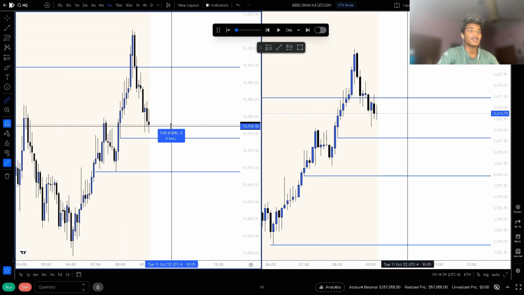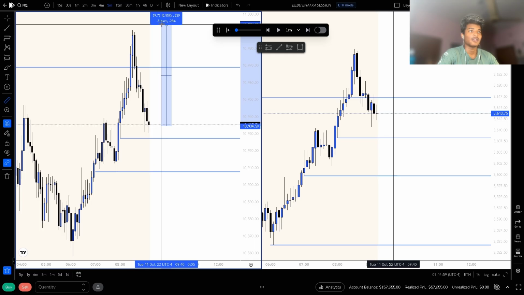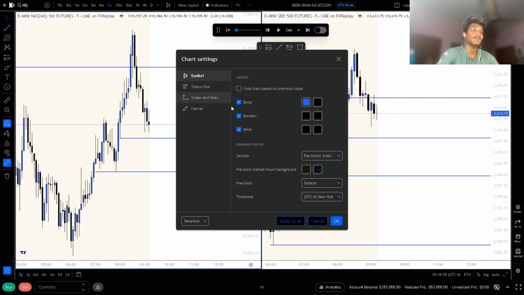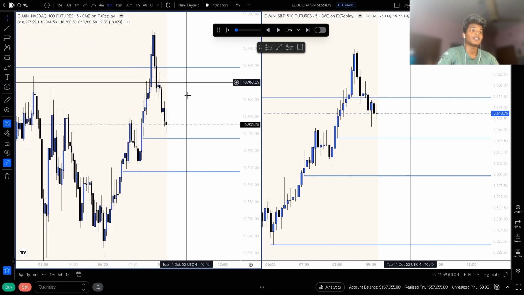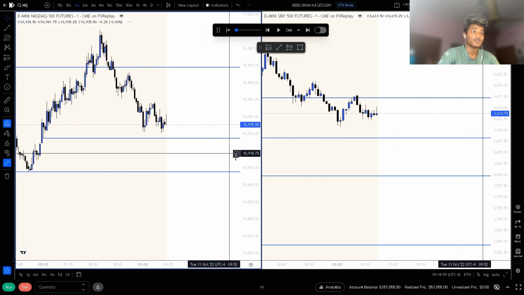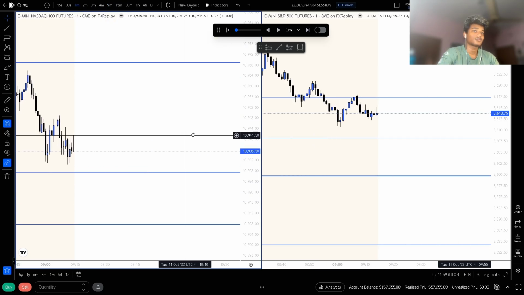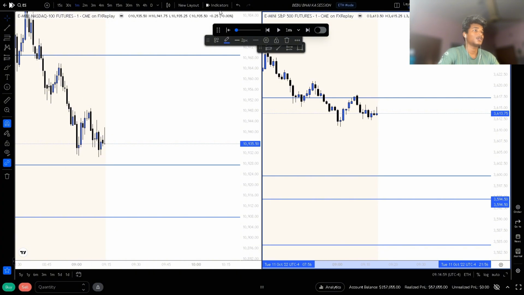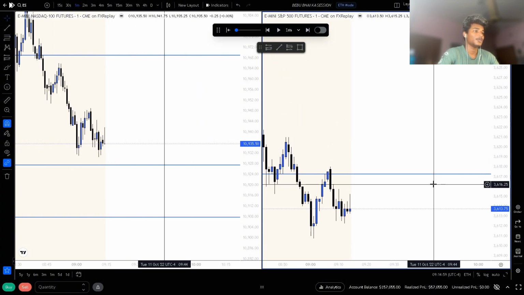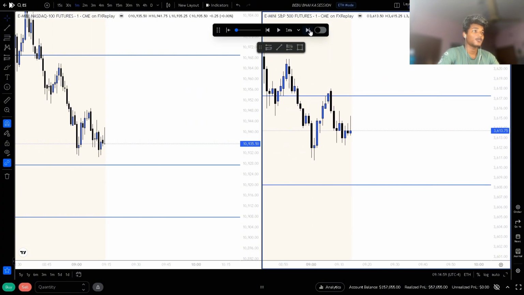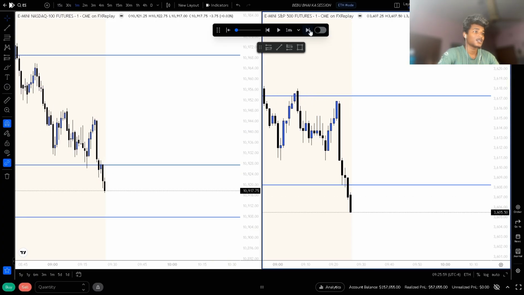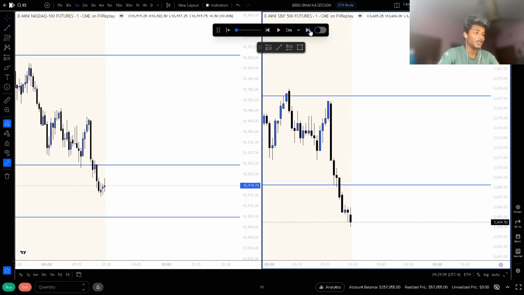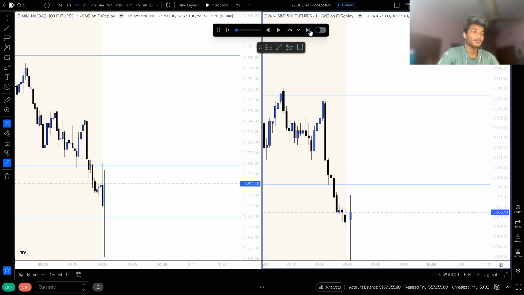So if market manipulates into this gap and takes out this high, I will take reversal shorts, or if the market just dumps off open, then I will take continuation shorts. So let's just see the open now. So market open is here. Okay, so market manipulated.